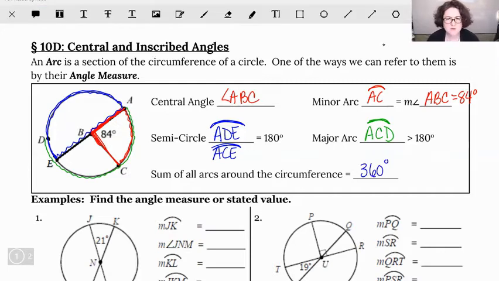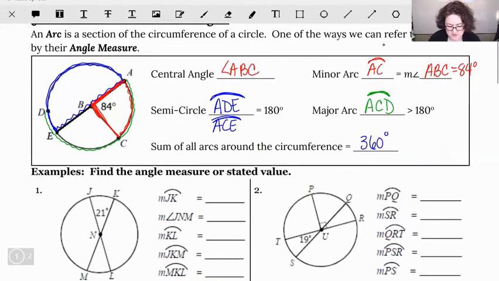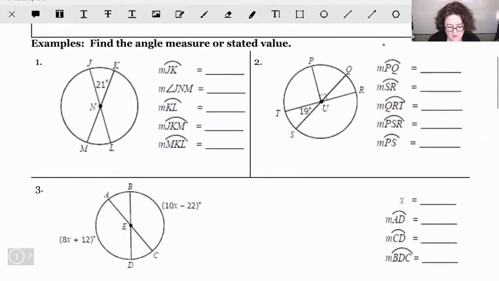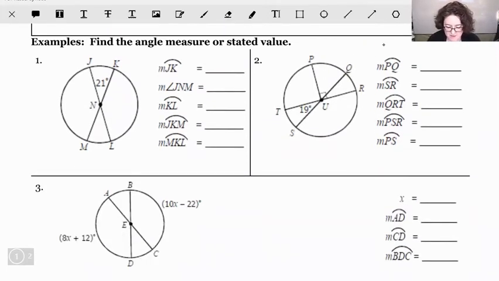So let's go ahead and do some labeling on here. This is the first piece that we're looking at, just comparing central angles with the arc measures that they match up with. Okay, example one. Find the angle measure or stated value. We're going to go back and forth between arcs and angles on here. So number one has several arcs and one angle. Let's go ahead and do the angle first. So angle JNM. If I travel through the points J, N, M, and trace through, I'm looking for this one.